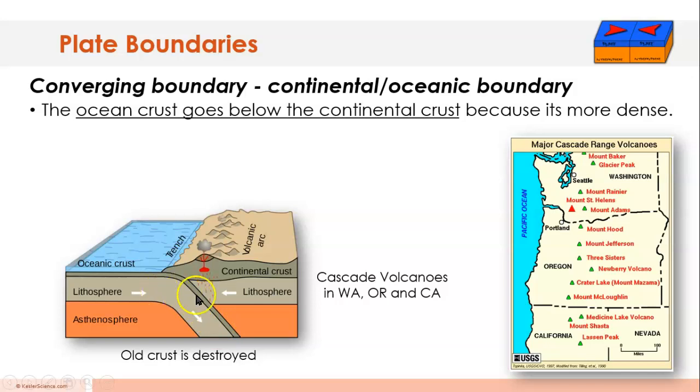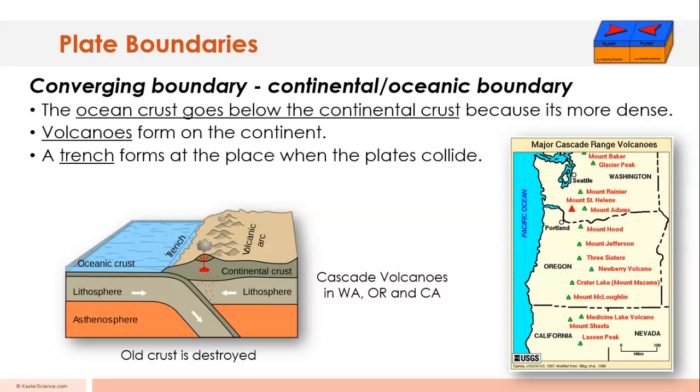This is called a subduction zone right here, where the crust is subducting or sliding beneath the rest. Volcanoes form because as the crust subducts, it begins to melt as it gets hot, forms this little pool of magma underneath the surface of the Earth, pressure builds up, and the volcano is formed. A trench also forms where the 2 plates come together, a little V-type trench. And as I mentioned a moment ago, we have the subduction zone where the oceanic plate slides underneath.